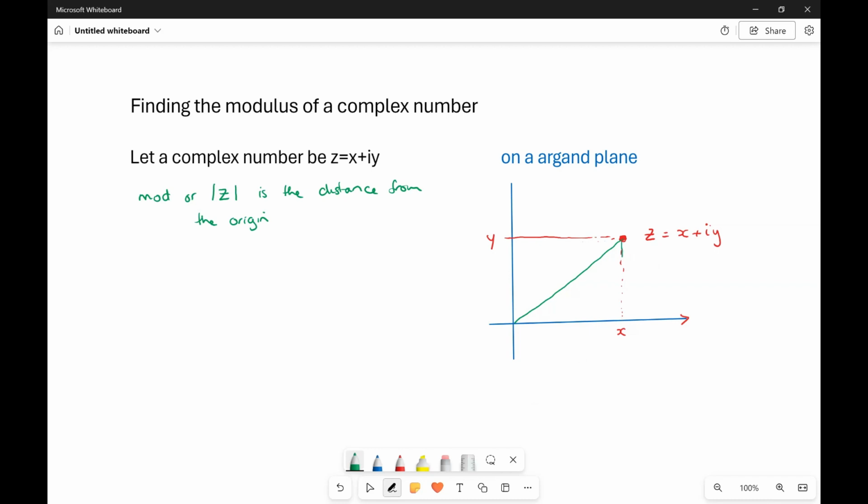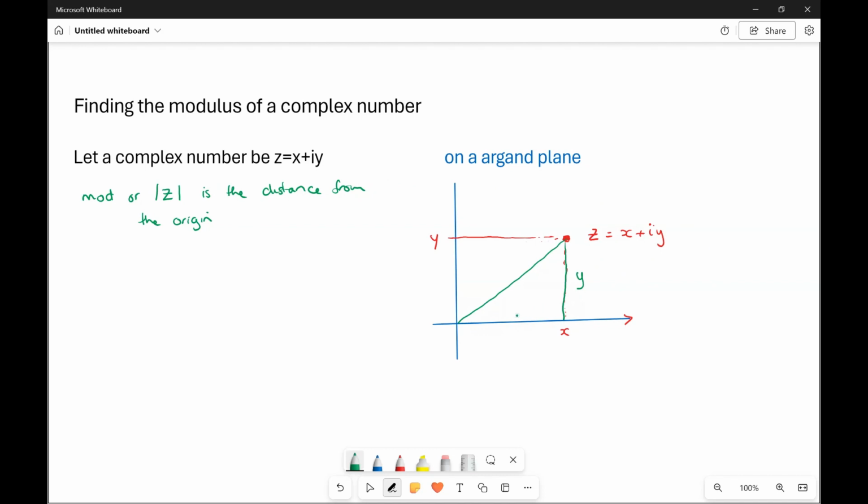We need to make a right angle triangle. So that distance there, since this one here is y, then this distance here will also be y. This distance across the bottom is x, so we're going to put in x over here. Okay, so that means we've got a right angle triangle. What we're trying to do is find this distance here. I'm just going to call it r, just so we plonk a letter in there. Then r squared is going to be x squared plus y squared.